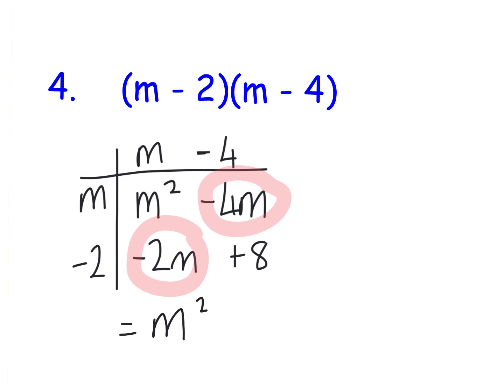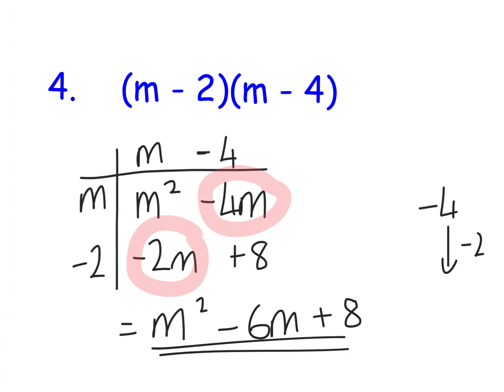Be careful, negative 4, negative 2, that is not an example of a double negative. That just means we're at -4 and we have to come down another 2, which takes us to -6m. And then the +8 for our answer.